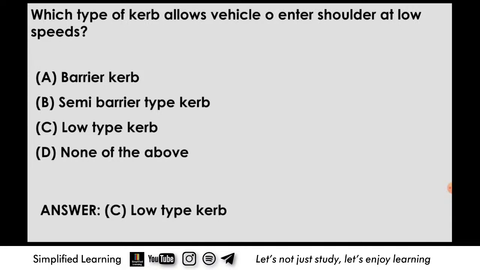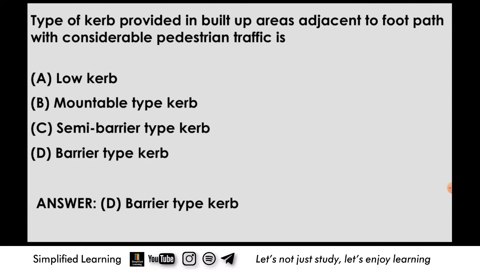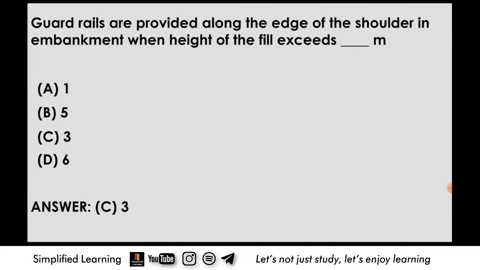Which curb type allows a vehicle to enter the shoulder at low speed? It is the low type curb. Then the submerged type curb provides confinement to flexible pavement. The type of curb provided in built-up areas adjacent to a footpath with considerable pedestrian traffic is the barrier type curb. Guardrails are provided along the edge of the shoulder in an embankment when the height of the fill exceeds 3 meters.